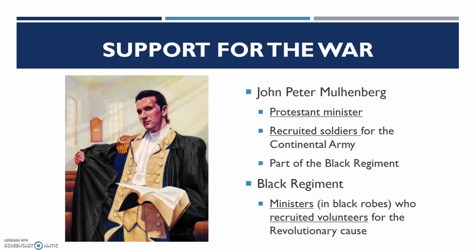Another supporter was a man named John Peter Muhlenberg. He's a Protestant minister, and he fought in the Revolution himself, but most importantly, he recruited soldiers for the Continental Army. He was part of a group of ministers known as the Black Regiment. They're called the Black Regiment because they wore their black robes, but their important role in this is that they would preach during their sermons that people should join the revolutionary cause, and so they recruited volunteers for the revolution.